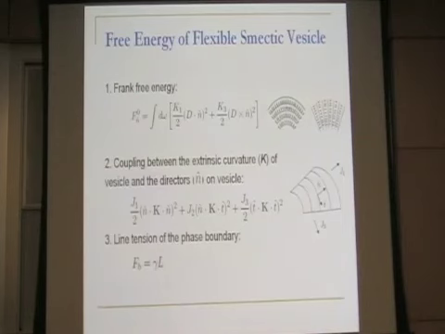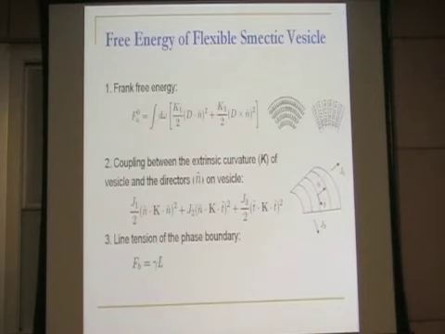The second term of the free energy is the coupling between the extrinsic curvature K and the directors on the vesicle. Here, this term describes the bending around the n direction. The n direction is just this direction. And this term describes the deformation around the t direction. The t direction is just this direction around the curved finger.